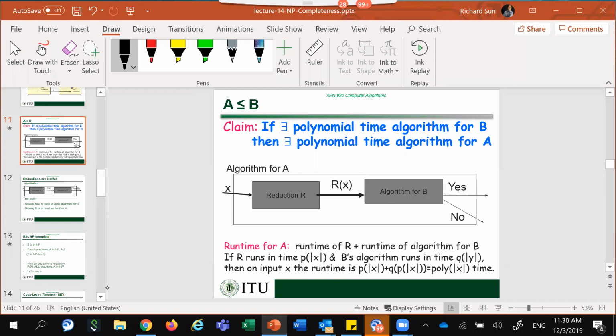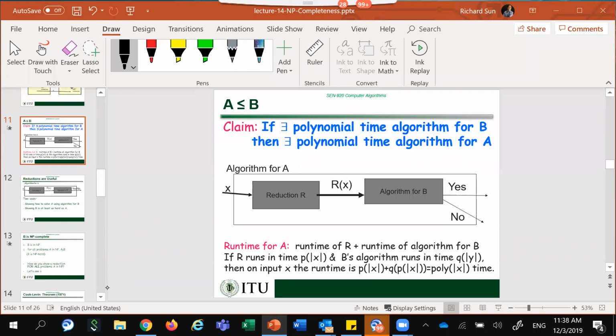If A is polynomial time reducible to B, and B is also polynomial time solvable, then we can do this. Take any problem instance in A and go through this transformation R to a problem instance in B. Now, because B is polynomial time solvable, it has an algorithm to answer that instance yes or no in polynomial time.